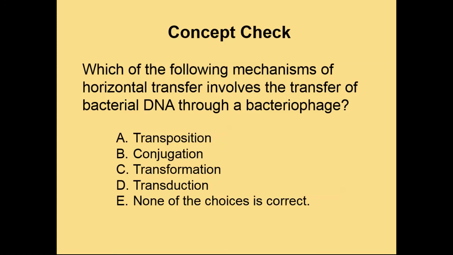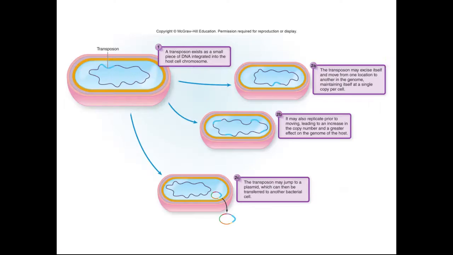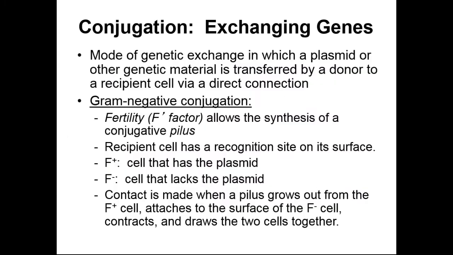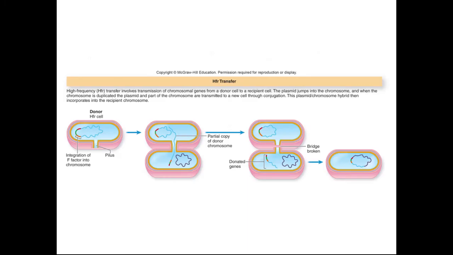So, concept check. Which of the following mechanisms involves horizontal transfer from bacterial DNA through a bacteriophage? Is it transposition, conjugation, transformation, transduction, or E, none of the above is correct? If you don't remember, you can flip through your notes, you can check your PowerPoint slides, you can rewind the video. Go ahead and pause it and find me the answer right now. 1, 2, 3, 4, 5. The correct answer is transduction.